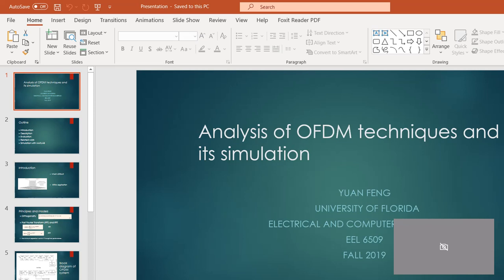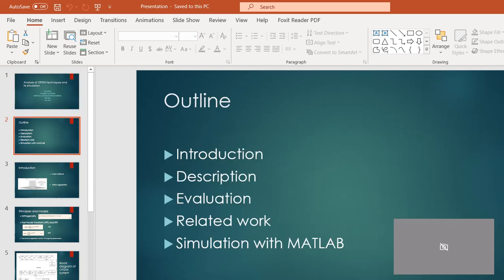My research area is analysis of OFDM techniques and its simulation. I will split all my talk today into these 5 parts.